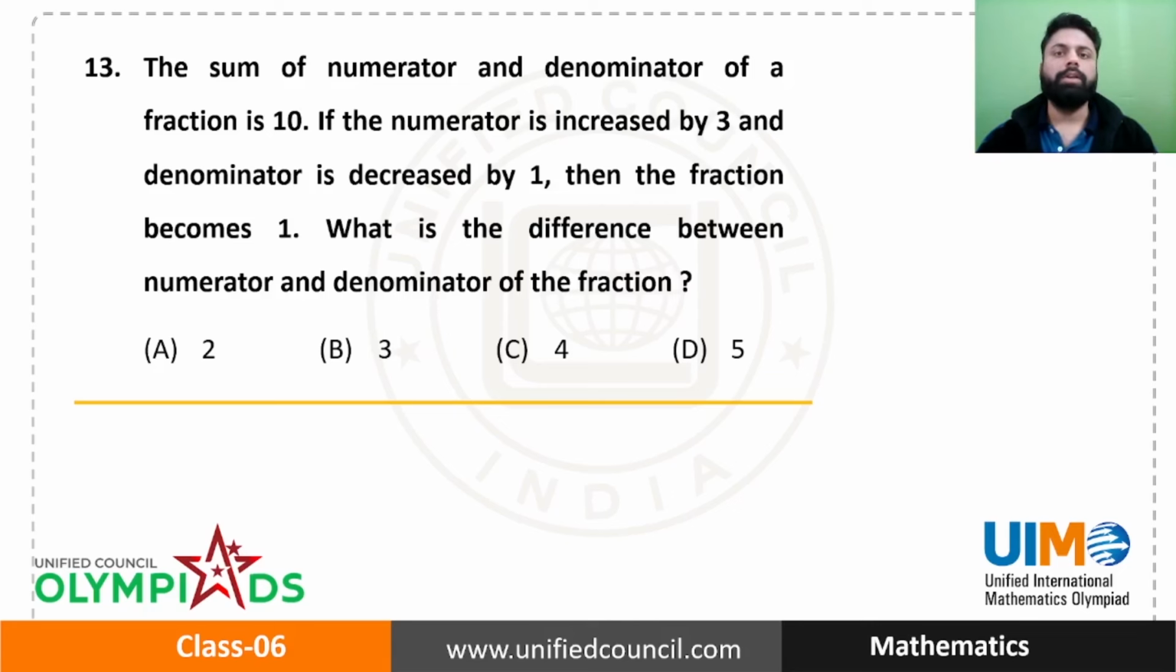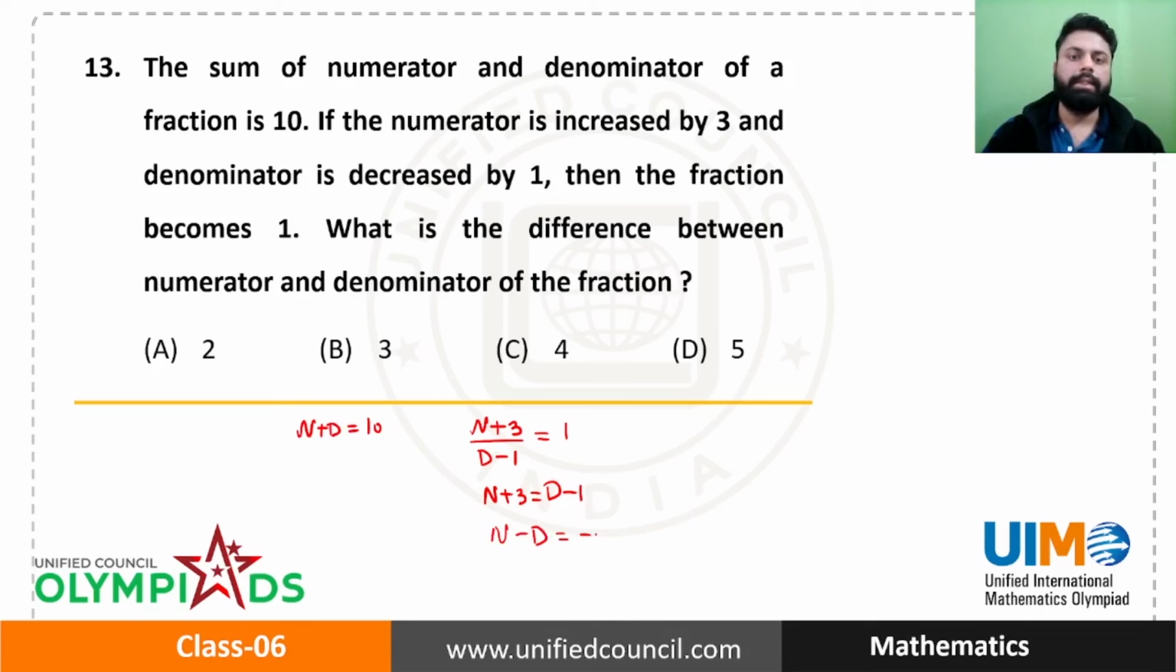Next one. The sum of the numerator and denominator of a fraction is 10. Numerator plus denominator is 10. If the numerator is increased by 3 and denominator is decreased by 1, then the fraction becomes 1. Okay. And so over here n plus 3 is equal to d minus 1, and it is also given that n plus d is equal to 10. So n minus d is equal to minus 4. If you add both of them, 2n is equal to 6 or n is equal to 3. This implies that d is equal to 7.